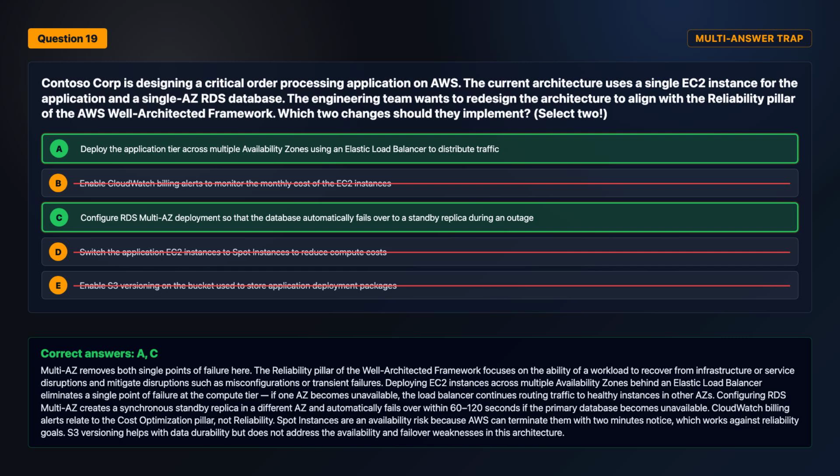CloudWatch billing alerts relate to the cost optimization pillar, not reliability. Spot instances are an availability risk because AWS can terminate them with 2 minutes notice, which works against reliability goals. S3 versioning helps with data durability but does not address the availability and failover weaknesses in this architecture.